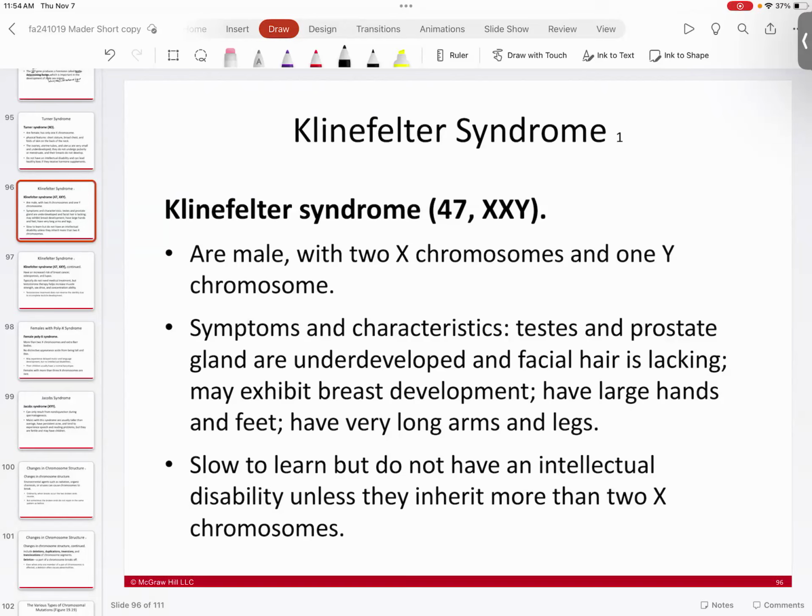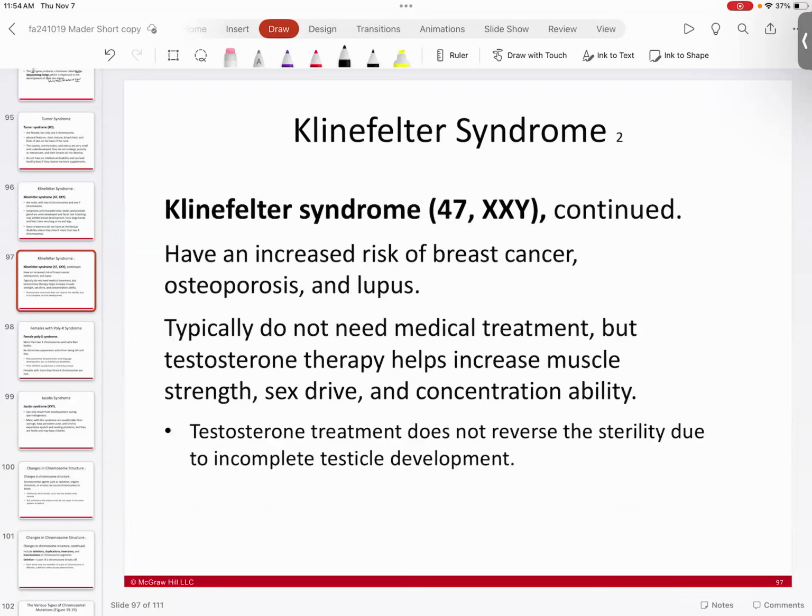So they tend to be slow in learning, which is difficult to capture and quantify. But they don't have the same kind of intellectual disability that others would have. They do have an increased risk of breast cancer and osteoporosis and lupus, which are things that are true for women. So you can see that having the extra X kind of feminizes what would otherwise be a male body.